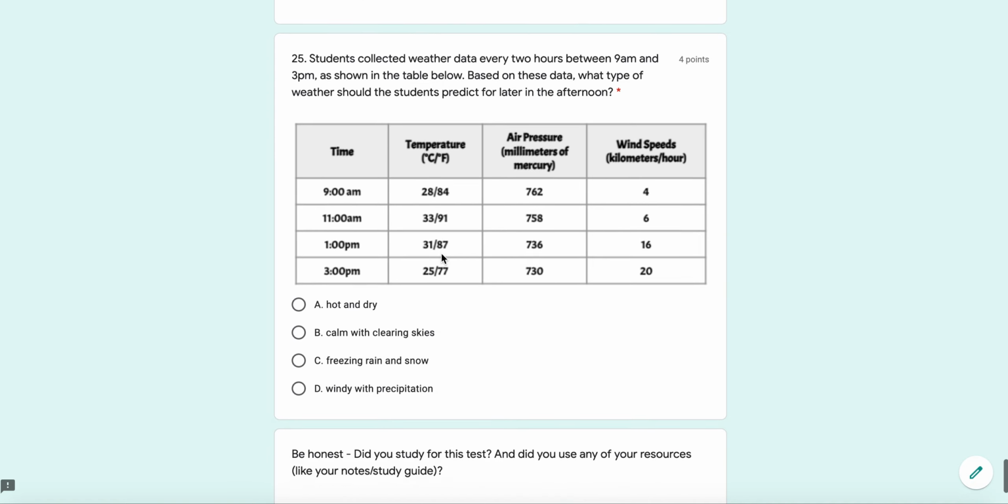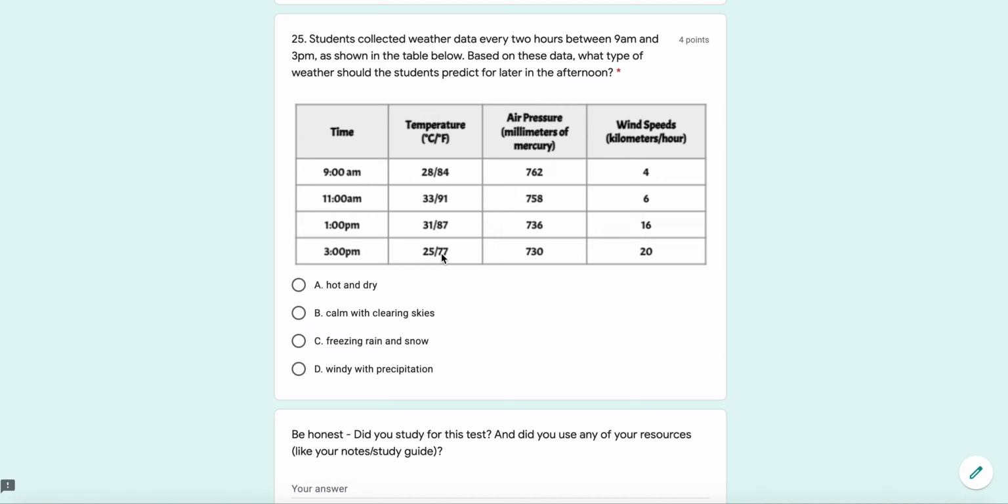And 25, students collected weather data for every 2 hours between 9 a.m. and 3 p.m. as shown in the table below. Based on these data, what type of weather should the students predict for later in the afternoon? So we've got time, temperature, air pressure, wind speed. 9 a.m., it's 28 or 84 degrees Fahrenheit, 762 air pressure, wind speed of 4.